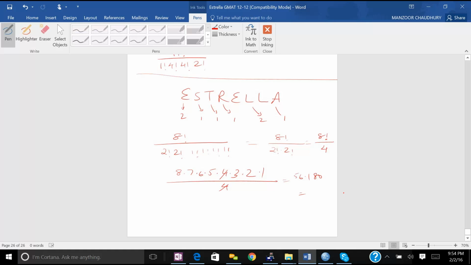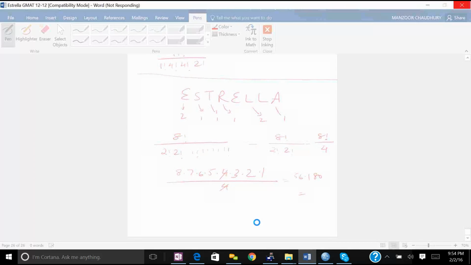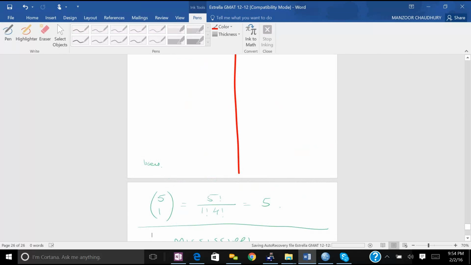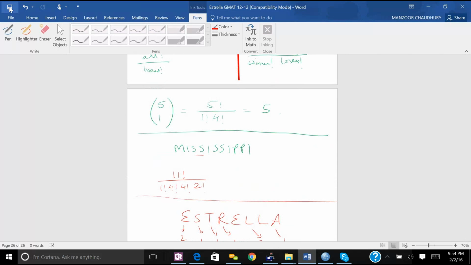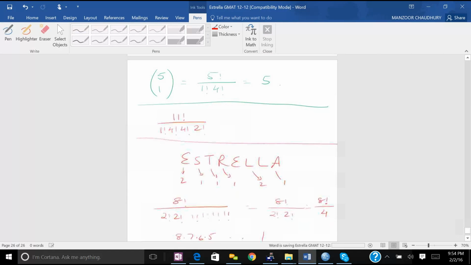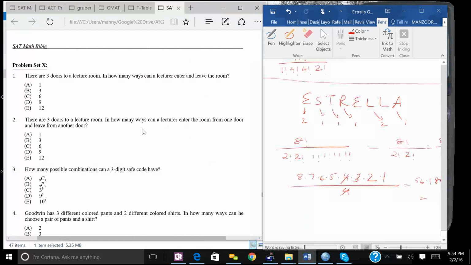I just wanted to give you that example so that you can kind of intuitively see how it works. Let's save this. Okay, let's see. Now look at question number 1.